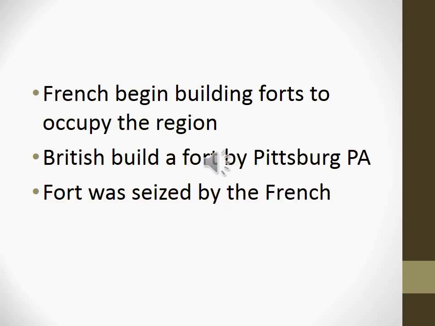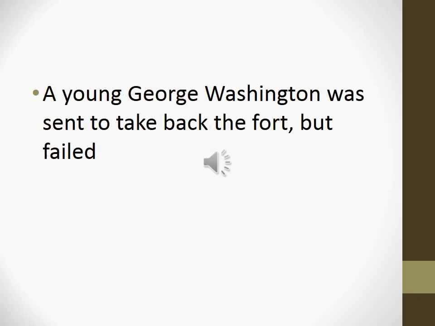In an attempt to make these boundaries a little more defined, the French began building forts to claim the territory. The British responded by building a fort of their own near Pittsburgh, Pennsylvania, but the fort was attacked and seized by the French. Colonial General George Washington was sent to take the fort back from the French, but failed.